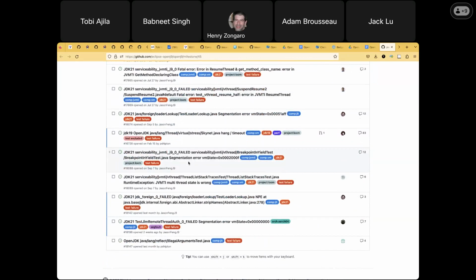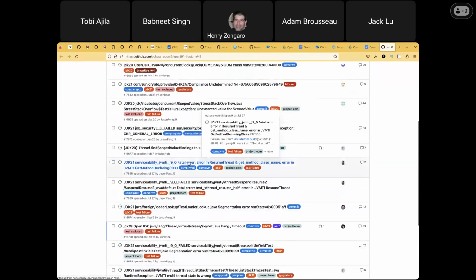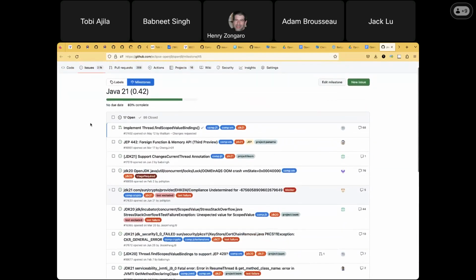So it looks like we have about 6 Loom blockers remaining. So I think we're still fairly far.